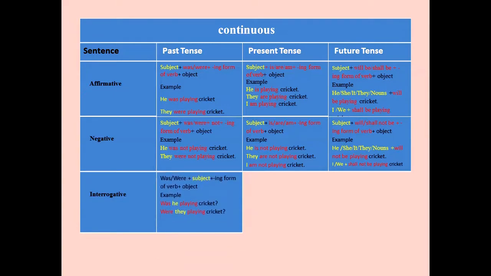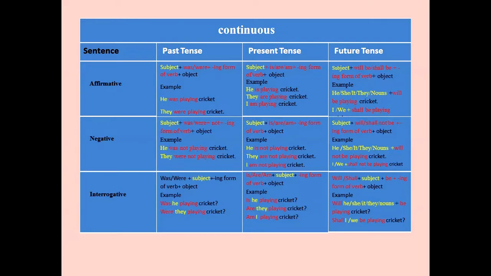To make interrogative sentences, we have to take the helping verbs to the beginning of the sentence, like was and were are at the beginning in the past tense. You can see, was he playing cricket, were they playing cricket. In present, is, are and am will begin the sentences, and the subjects will follow. Is he playing cricket, are they playing cricket, and am I playing cricket? These are the interrogative form of the sentences that were used in affirmative in present tense. I have used the same sentence to show you the changes.